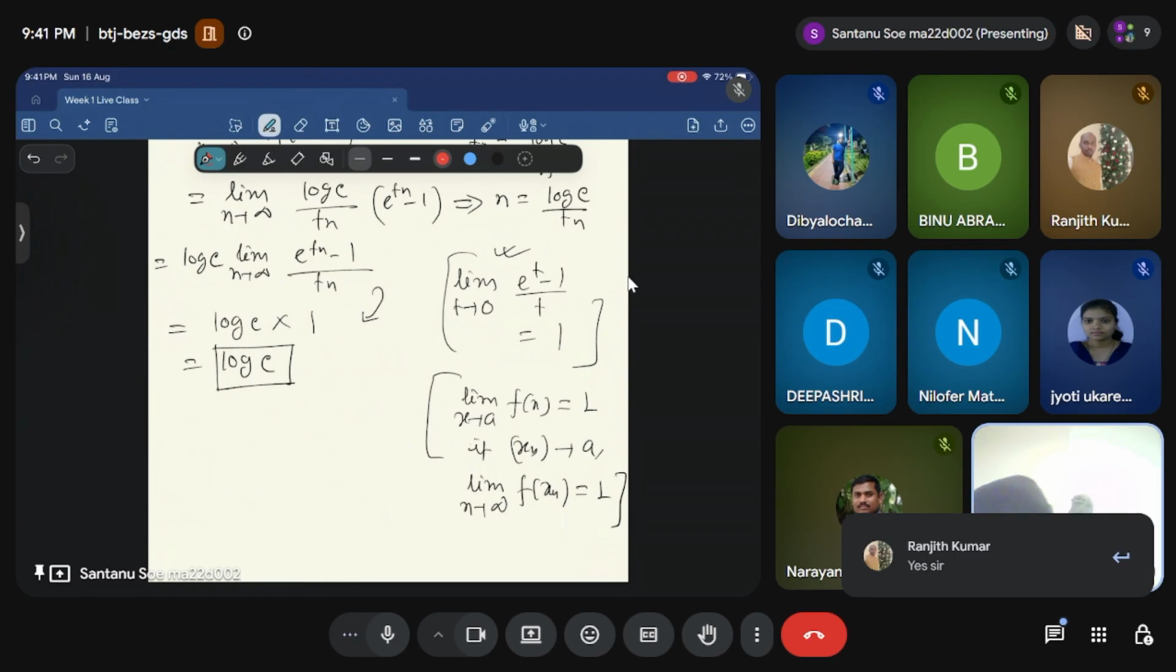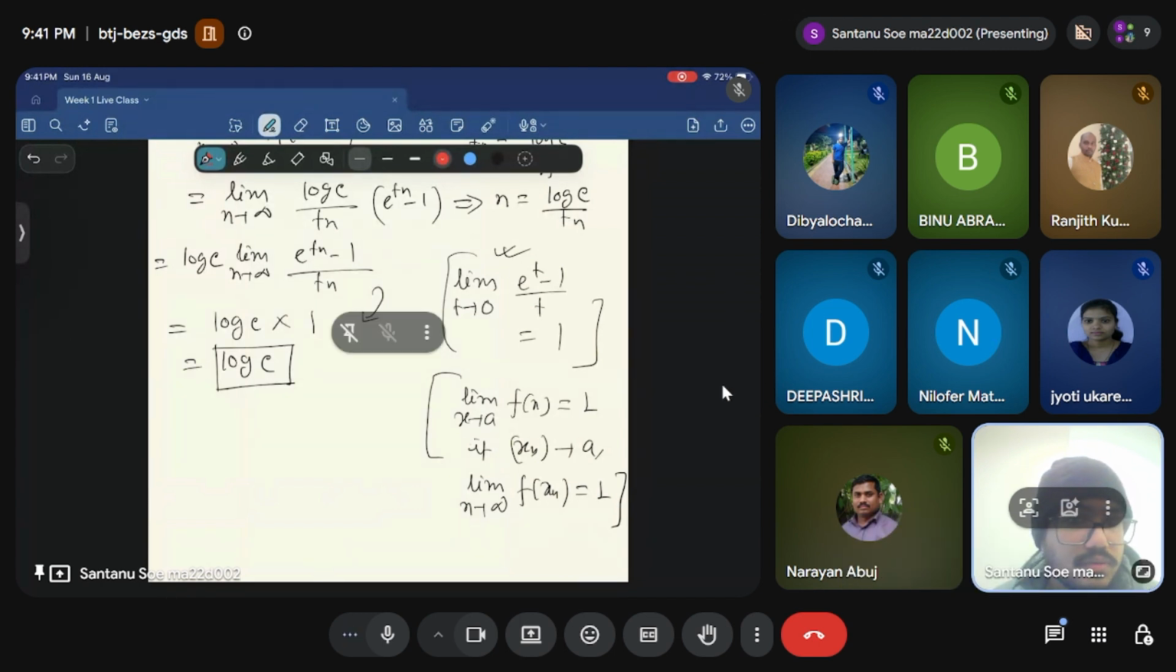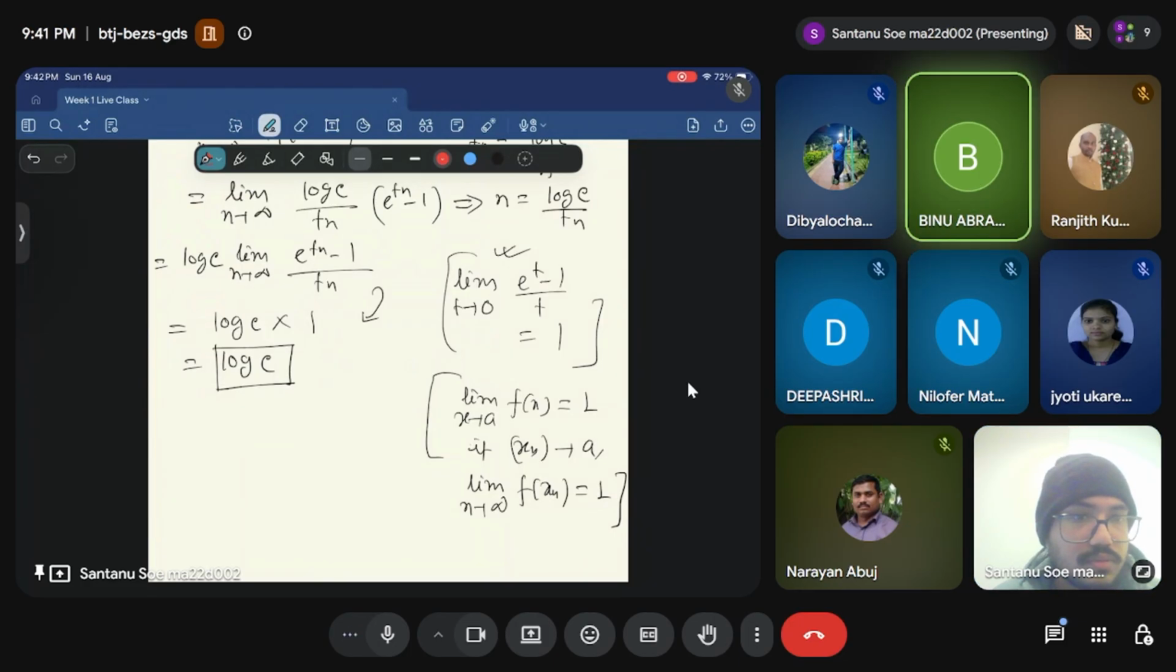Yeah, so then this is it for today. Is there any doubt? Otherwise I'll stop here. Is there any doubt, anyone? This is the last chance to ask questions. Divalochan, Binu, Ranjit, Dipasri: C and E are confusing, which is C and which is E is not clear.